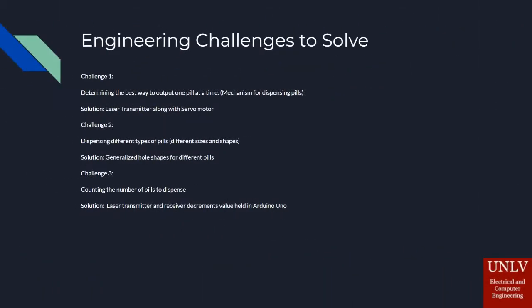So the challenges that we had first was outputting a pill at a time. And with this, we use a laser transmitter along with a servo motor to control the speed. Along with that, we wanted to find out how we were going to dispense different pills. With this, we use hole shapes that correspond to the different sizes. Since most size pills are around the same shape, they usually can work with the same disc. And counting number of pills to dispense, we also use the laser transmitter along with receiver.